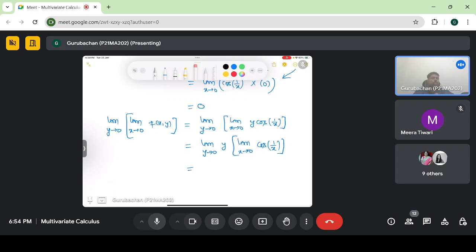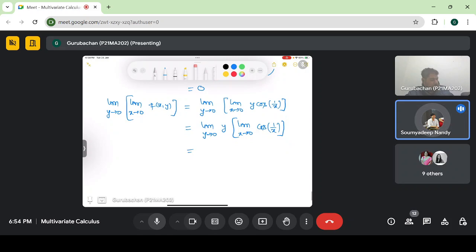Can I say that this limit of cos 1 by x as x tends to 0 exists? No, sir. Why? Because from the sequential definition of limit, we can show that there are two or more sequences which converge to the point 0, but when you put them in the cos function, they will converge to different limits. So tell me such two sequences. One is 1 by n pi by 2.